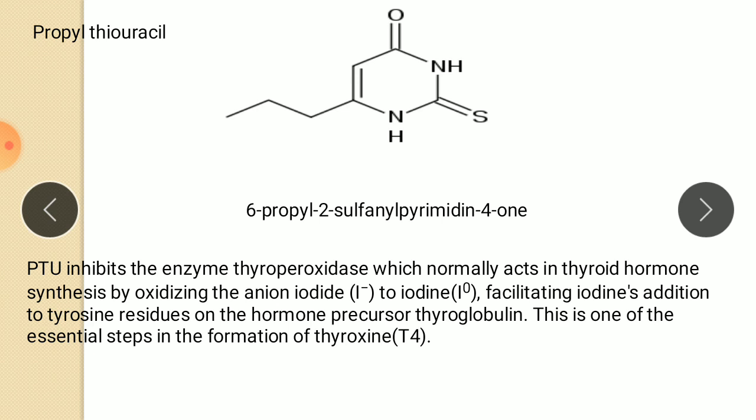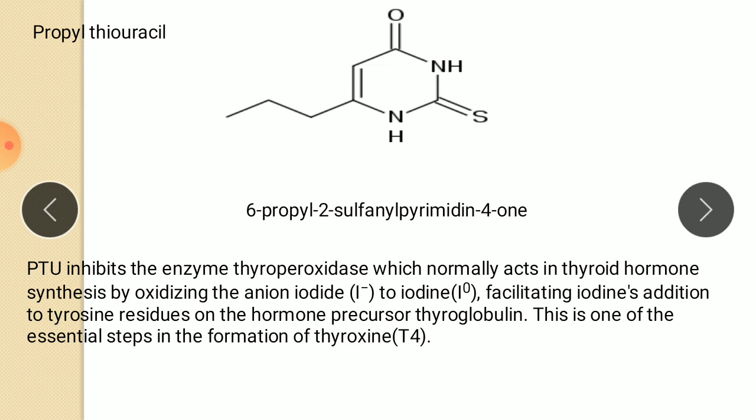Then the drugs which are used in hyperthyroidism, we already studied. First one is propylthiouracil, PTU. So it is the structure of PTU. So here IUPAC numbering is 1, 2, 3, 4, 5, 6. 6 propyl, so it is a 6 position propyl group. 2 sulfonyl, pyrimidine, so it is a pyrimidine. 4 one, it is a 4 ketonic group, 4 one.